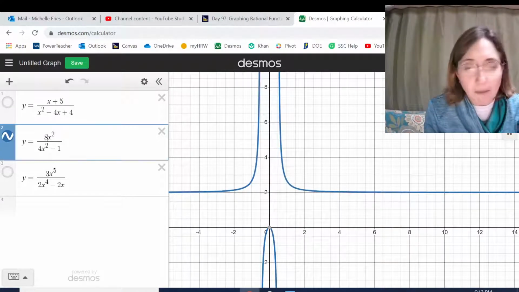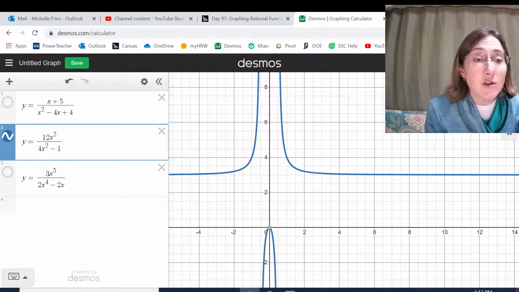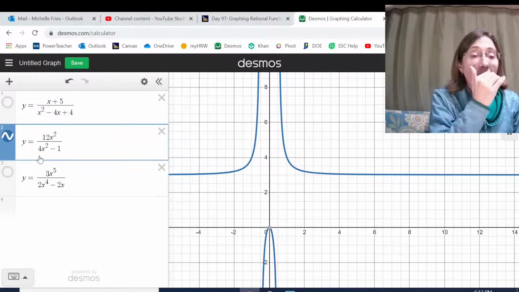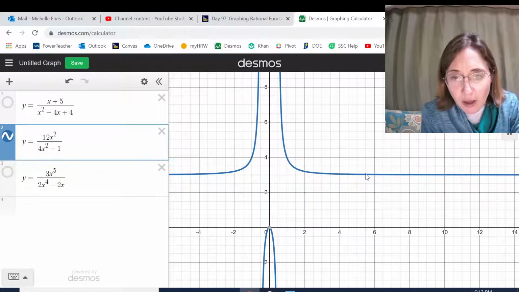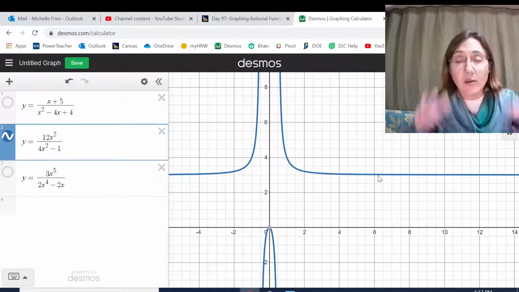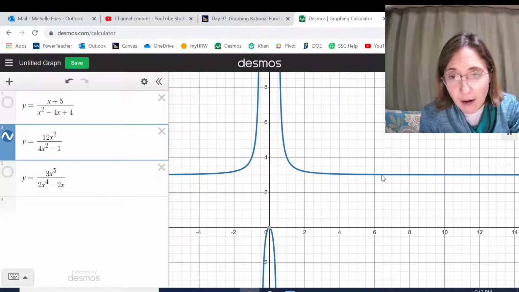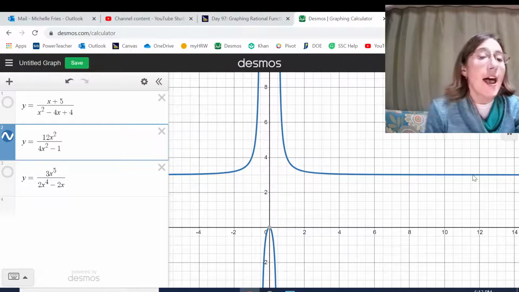So let me change these numbers. I'm going to make this a 12. So how about this? We have a 12 over 4. The degrees are still tied, so I'm going to look in front of them. 12 divided by 4 is 3. And if you look, 3 would be right here between the 2 and the 4. And do you see that asymptote? It is where the y value is getting close to 3. See how close to 3 it's getting? But it's not there.